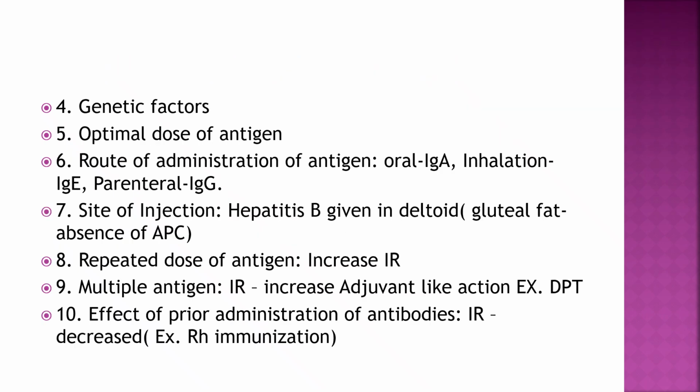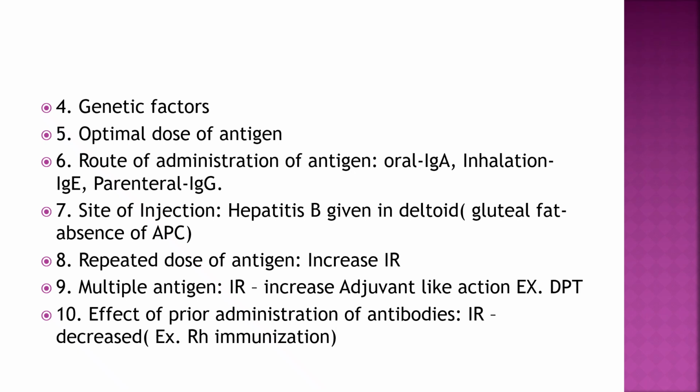Then genetic factors. Then next is the optimal dose of antigen. Then next is the route of administration of antigen. Orally, if you give antigen, then there is production of IgA antibody. In inhalation, usually there is production of IgE antibody, and parenteral, that is intramuscular or IV, it is production of the IgG antibody.